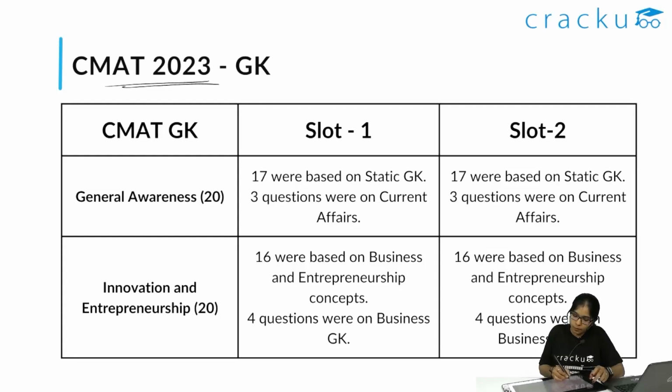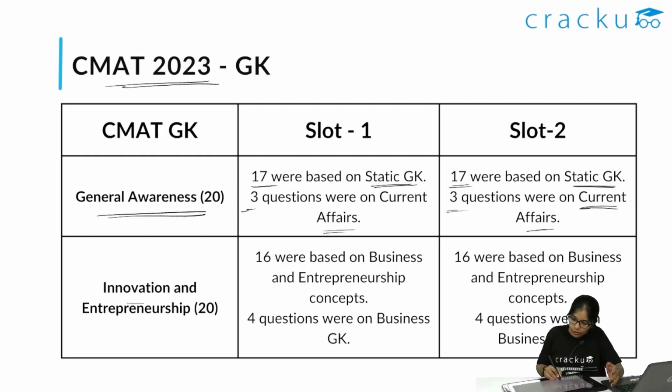If you see general awareness, as I said, we'll be tested with 20 questions. In this, if we see the slot 1 paper, we got 17 questions from static GK and 3 questions from current affairs. And this is the same with slot 2 as well. In slot 2 also we got 17 questions from static GK and 3 questions from current affairs.